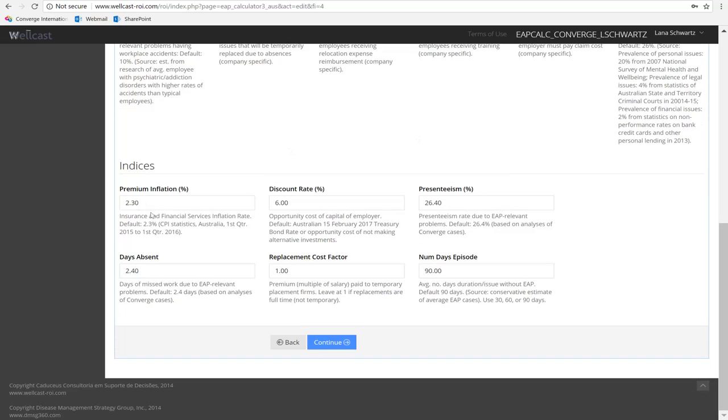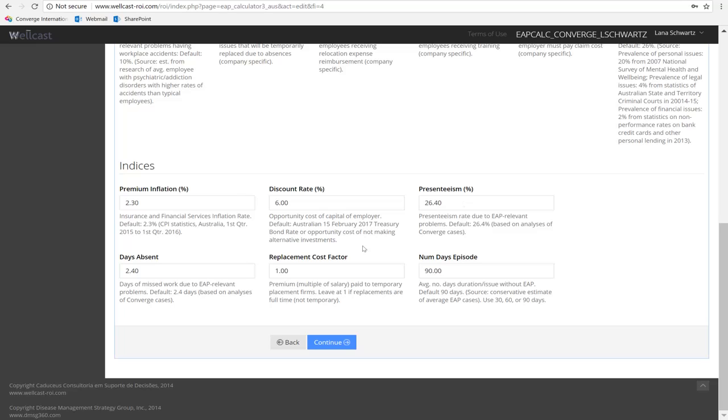The premium inflation cost, we don't need to touch that, but that is just CPI stats around our cost of inflation. The discount rate we leave at 6% unless we look at a default change, and that is the opportunity cost of money. So if you were going to go invest your program cost for having this EAP service into some treasury bonds, you would get a 6% return on that. So we use that figure to discount off the total number.